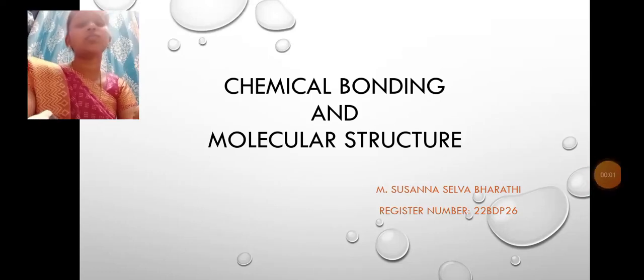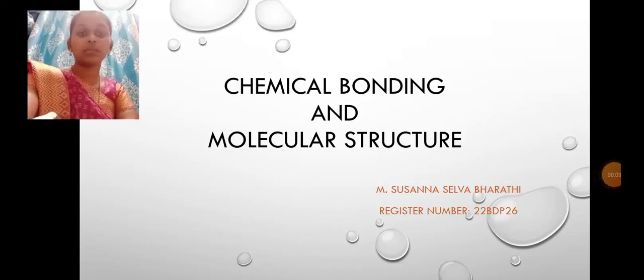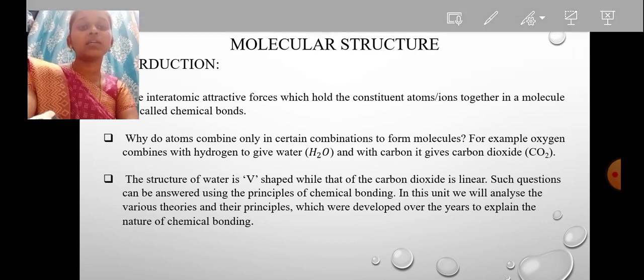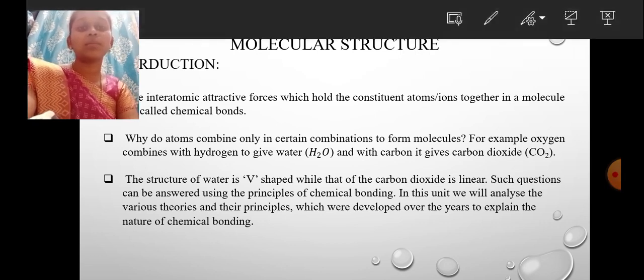Hello everyone, today we are going to see about chemical bonding and molecular structure, and first we are going to see the introduction. First I will explain what a chemical bond is. The interatomic attractive force which holds the constituent ions or atoms together in a molecule is called chemical bonding. Why do atoms combine only in certain combinations to form a molecule?